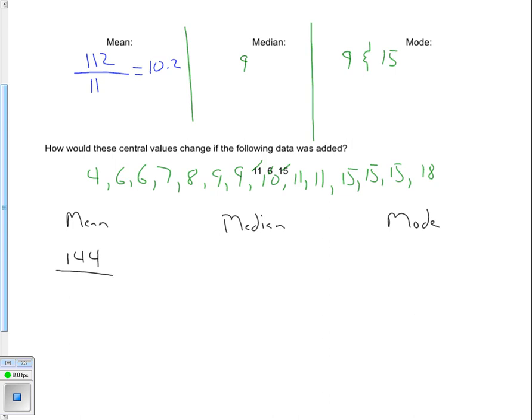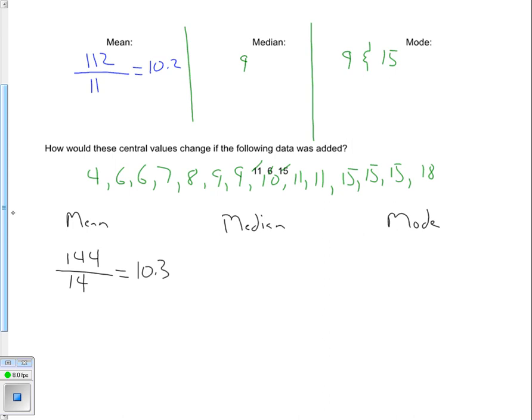Okay. Now I have to figure out, well, how many numbers are actually in my data set and divide my total by that number of numbers. So there's 1, 2, 3, 4, 5, 6, 7, 8, 9, 10, 11, 12, 13, 14. So now there are 14 numbers in my data set. So 144 divided by 14 is going to equal, and again, if I round this to the nearest decimal point, it'll give me 10.3.